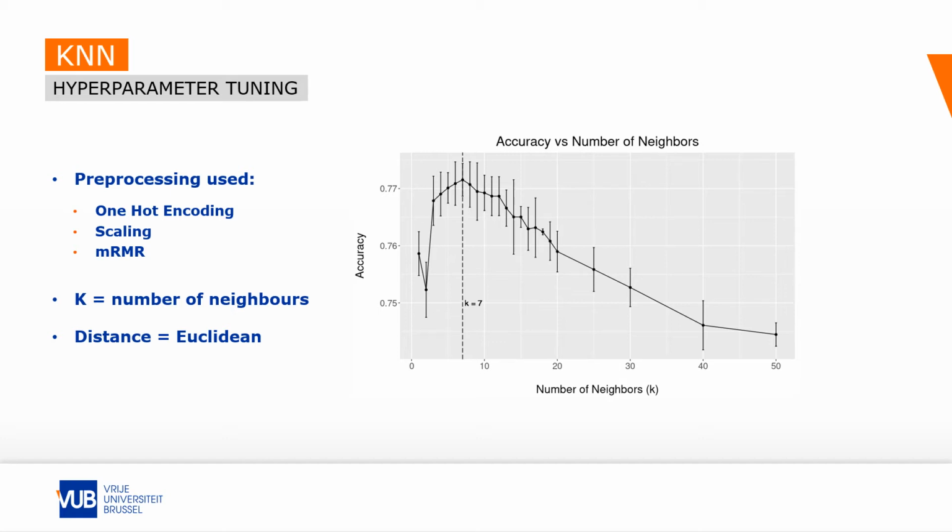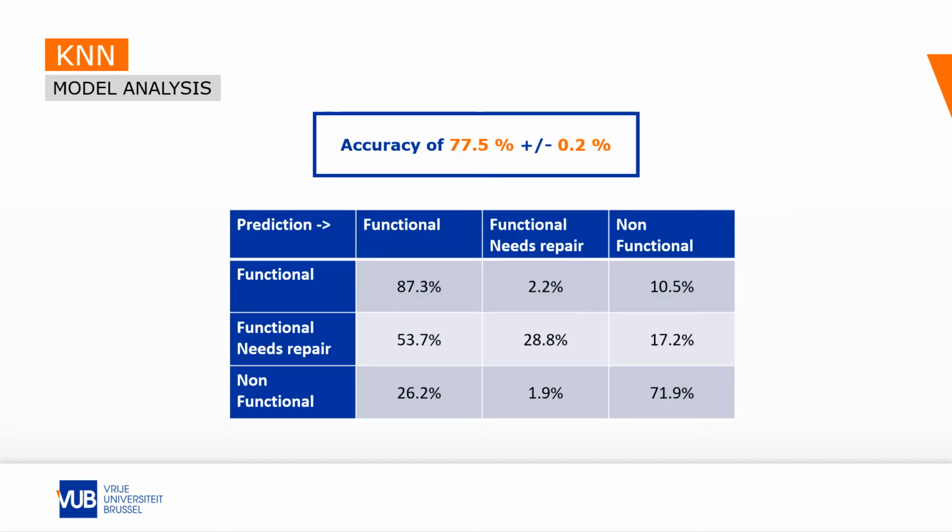When having too many neighbors, the variance of the predictions would be too high. This is a clear example of the bias-variance trade-off. We can see that the maximum accuracy is reached using 7 neighbors, which is way smaller than the default square root of the number of samples. The maximum accuracy reached using KNN was 77.5%.